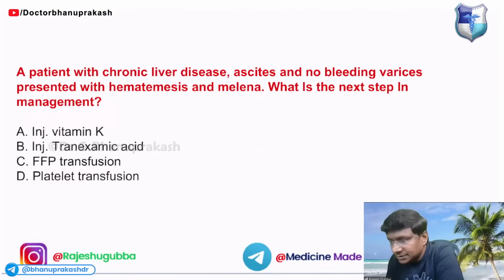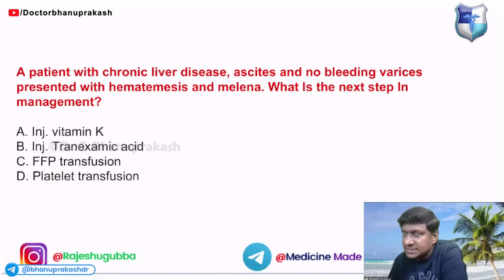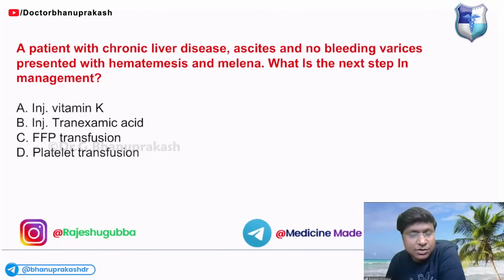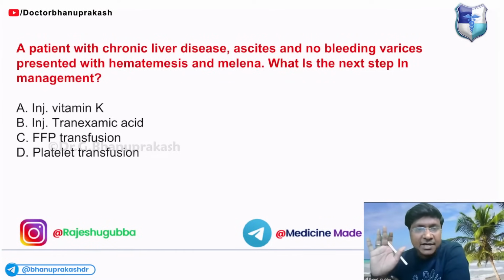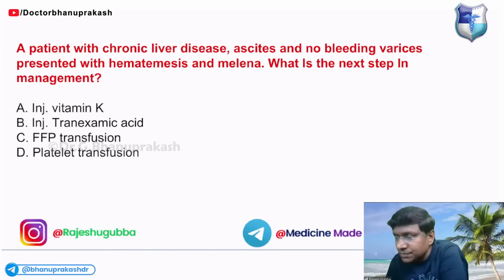Sir, how does cirrhosis cause Dupuytren's contracture? See, the reason for Dupuytren's contracture in patients with cirrhosis of liver is that there is excessive fibrous tissue accumulation within the palmar aponeurosis. Because of this fibrous tissue accumulation within the palmar aponeurosis, there is development of Dupuytren's contracture, right?